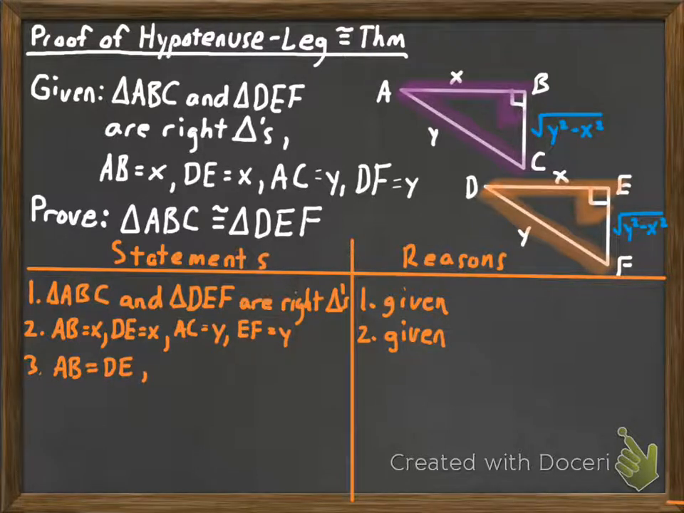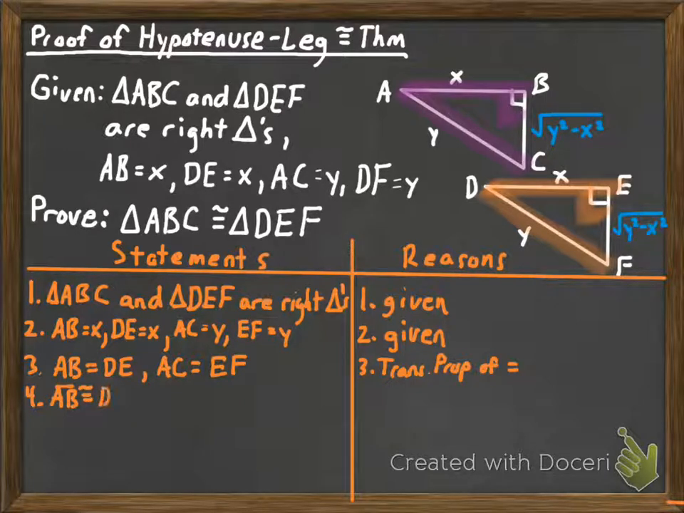And the other of those things being that AC, the length of that segment, equals the length of EF because of the transitive property of equality. And that, of course, makes those two segments congruent to one another. Those two pairs of segments are congruent by the definition of congruent segments.